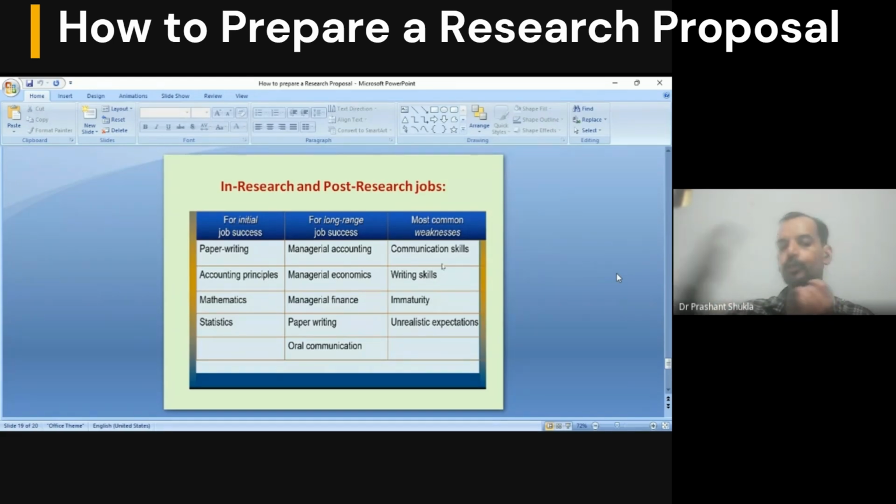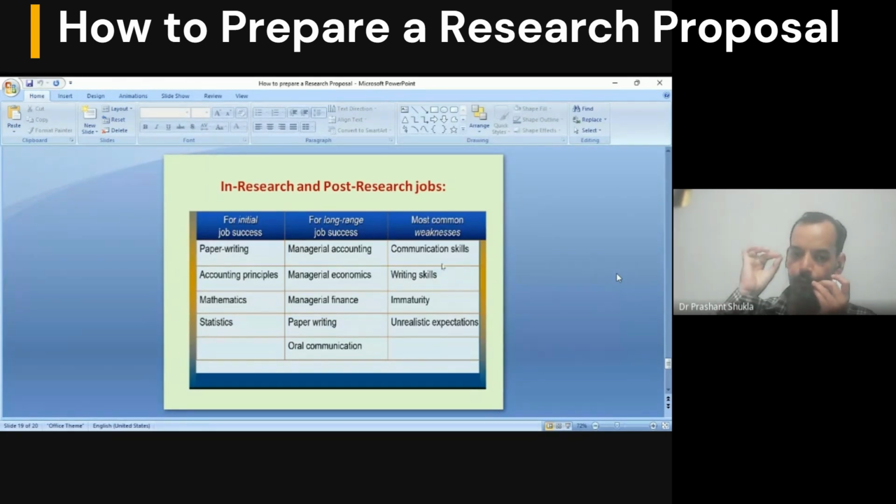You should manage your time and your research in the form of mathematics and statistics. How much funding, how much time, how much resources are required by you, you should know that. For long-range job success, you have to manage a lot of things. You have to manage accounting and economics, meaning the funding.